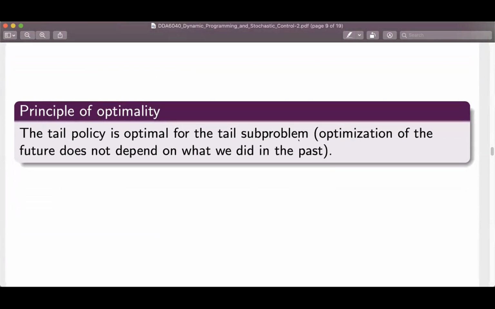This is a truncation. It does not depend on what we did in the past, which means we can truncate the optimal policy, and the resulting tail policy is still optimal for the tail subproblem. This is what the sentence means.